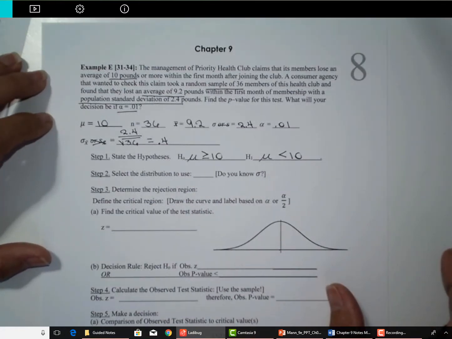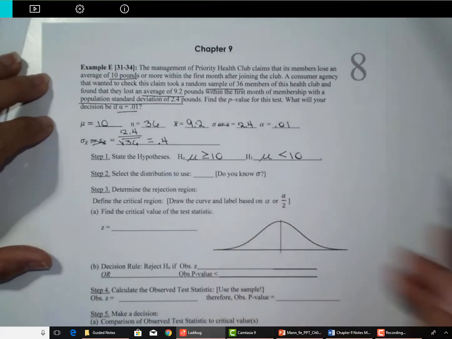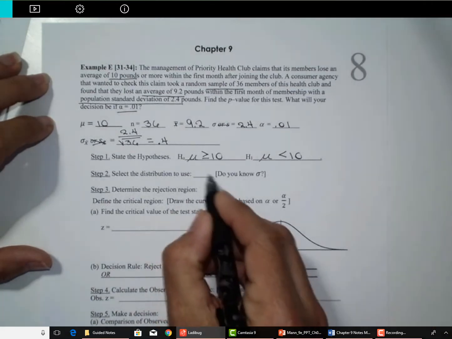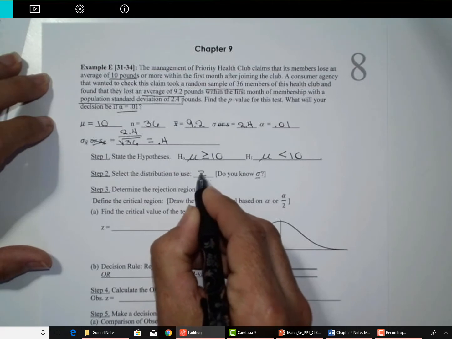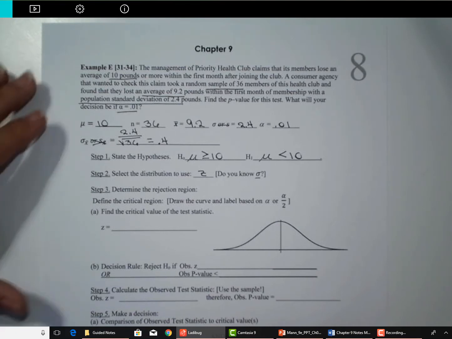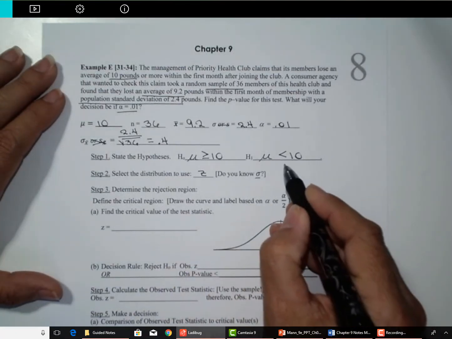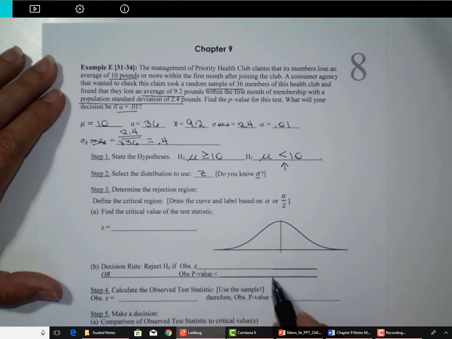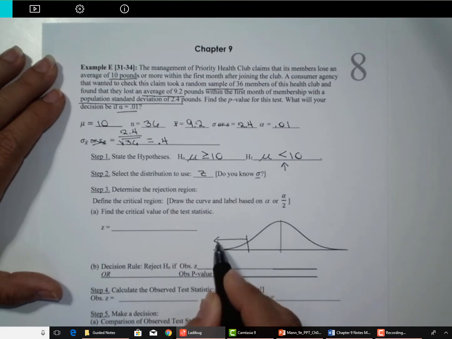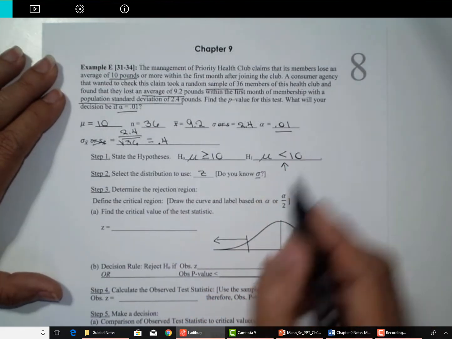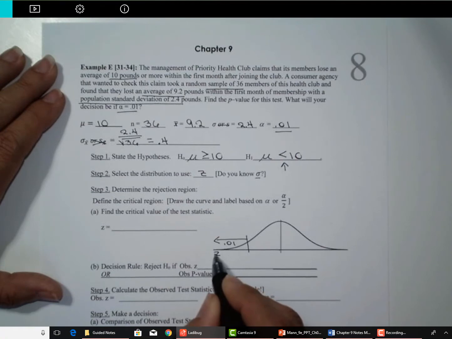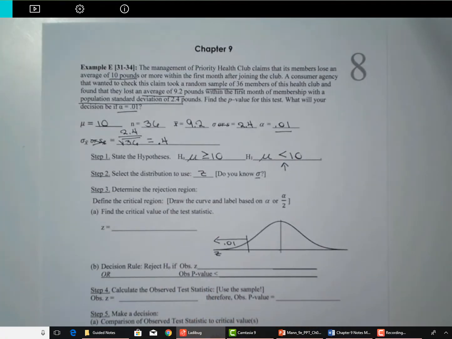What they're looking for is to reject that null, though, and then say the members do not lose an average of 10 pounds. They lose less than that. We've already said, since we know the population standard deviation, we get to use the Z table. And now we're going to look at our rejection region for this. What we have to do is say our rejection region is based on the alternative hypothesis. In other words, since it is a less than, this is a left-tailed test. I'm going to set up my rejection region in the left tail, and it's going to equal the entire alpha area, which is 0.01.